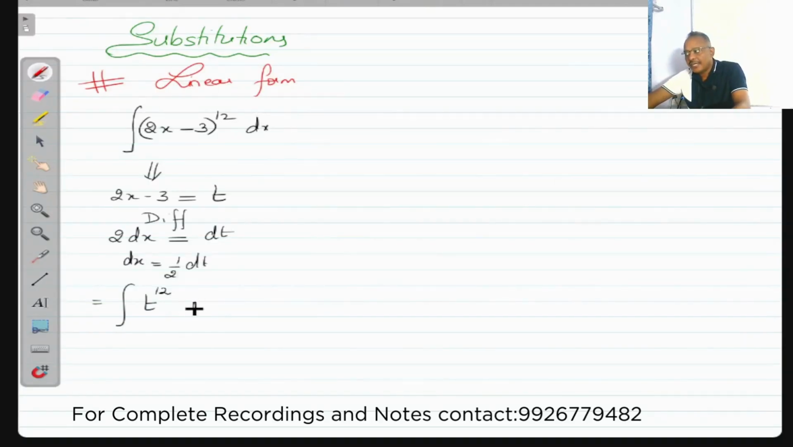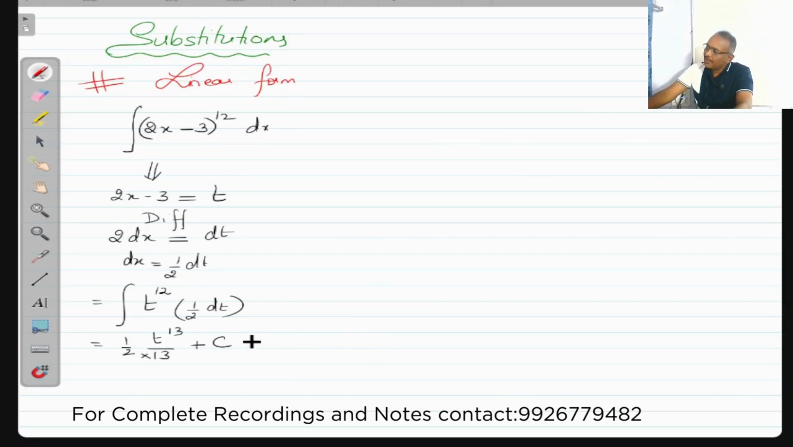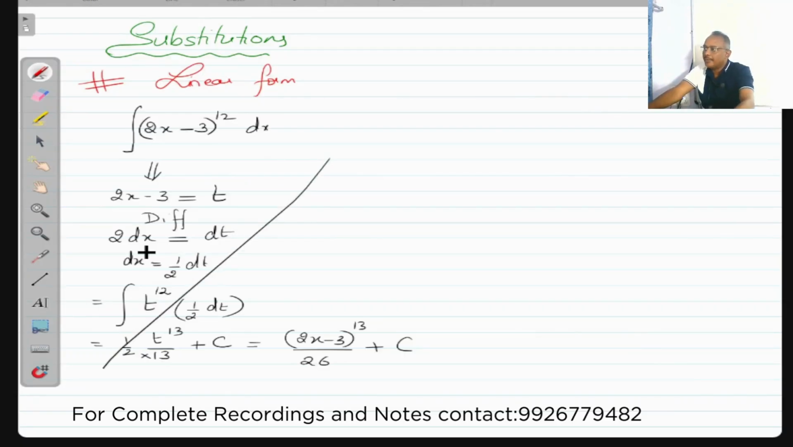dx is half dt. So this is 1 by 2. t to the power 12 का integral is t to the power 13 by 13 plus c. So this will become 2x minus 3 का power 13 upon 26 plus c. समझ में आया. ये कुछ भी हम नहीं करेंगे. We are not going to apply this method also because this is also a long method.